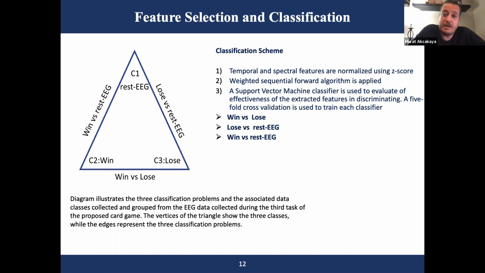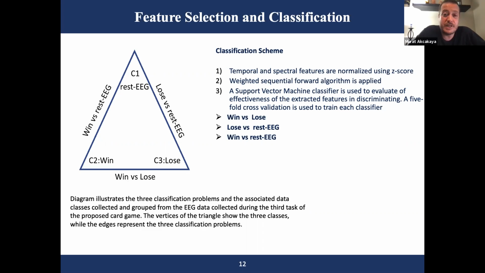And as I said, we extract these temporal and spectral features from 3 channels, and we apply machine learning to solve 3 classification problems. One of them is win versus rest. The other one is lose versus rest. And the last one is win versus lose.